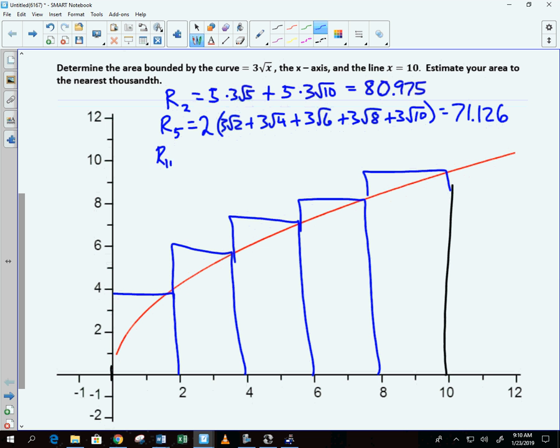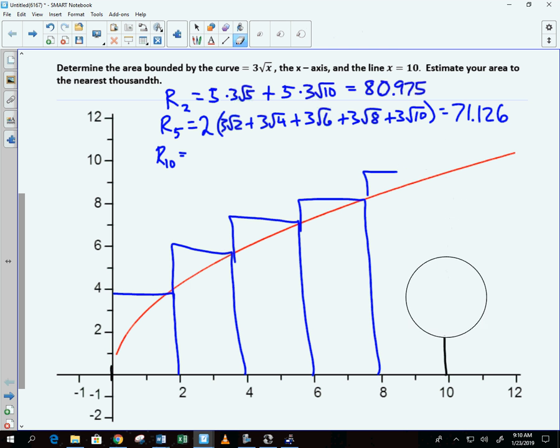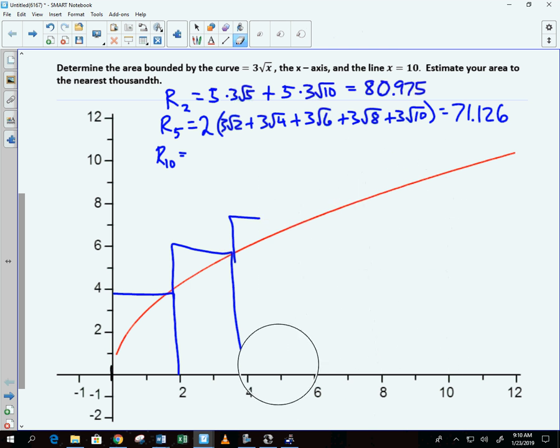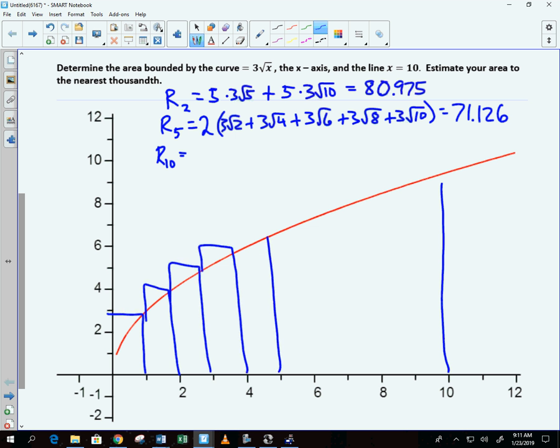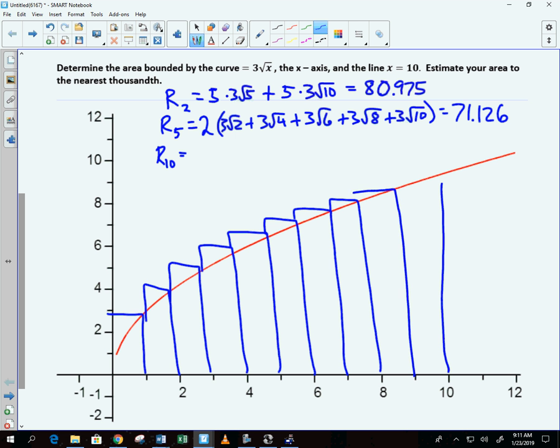I would like to do 10. If I do 10 rectangles, what's going to be the width of each rectangle? The width of each rectangle is going to be 1. Is it an overestimation or an underestimation? Still an overestimation. Is it better than the last one or worse than the last one? It's better. Huh. Something really interesting going on here.